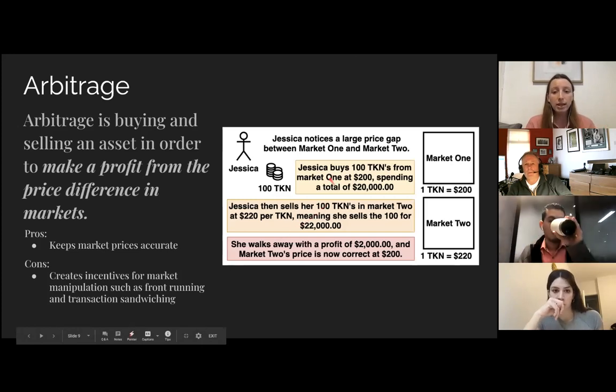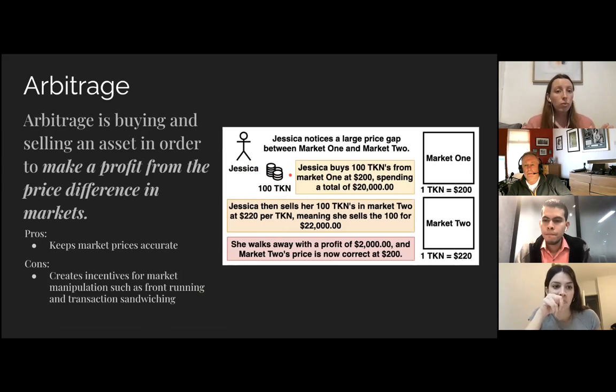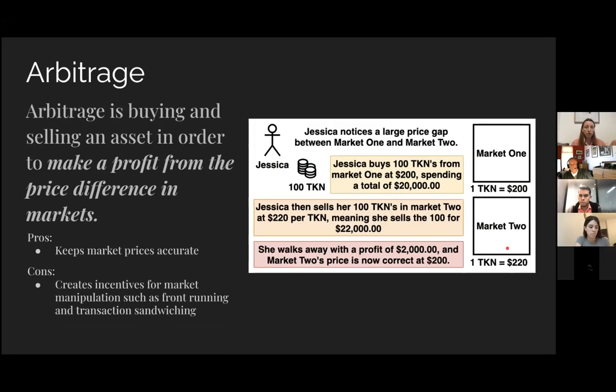So let's say here, Jessica didn't have 100 tokens, right? What she could do is take out a flash loan for $1 million, go into market one, buy $1 million worth of tokens, then, all in the same transaction, go into market two, sell her $1 million worth of tokens, and make a much larger profit margin in one transaction where she gets to arbitrage these markets. So flash loans come into play a lot with arbitrage.